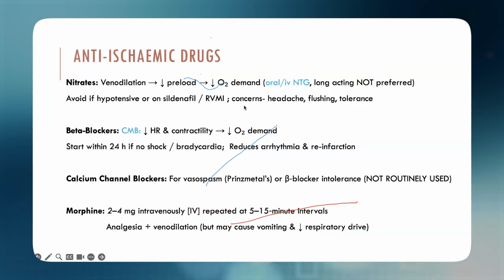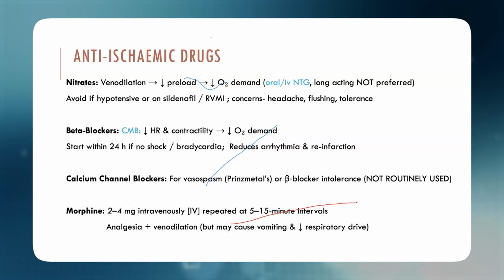Okay. So, what are the other drugs? What are the mechanisms of action? The anti-ischemic drugs used in ACS are nitrates, commonly oral and IV NTG. You can give other oral short-acting nitrates as well. Long-acting nitrates are not preferred. Why? Because tolerance development may be there.